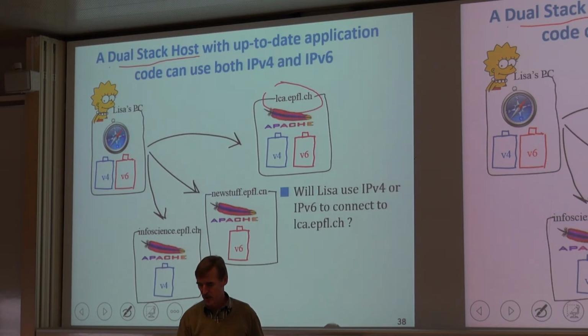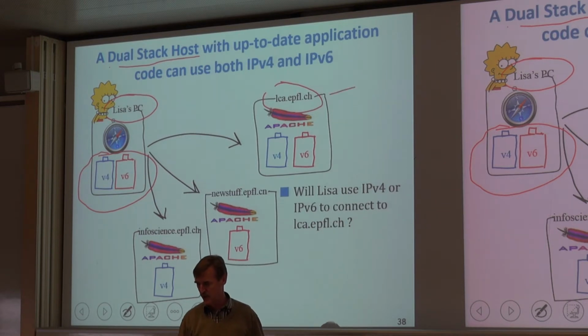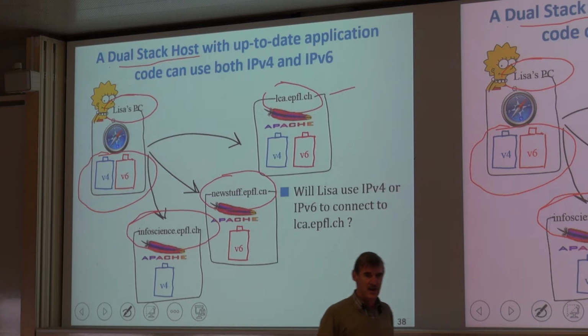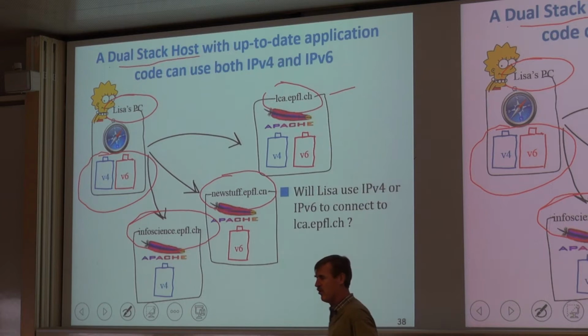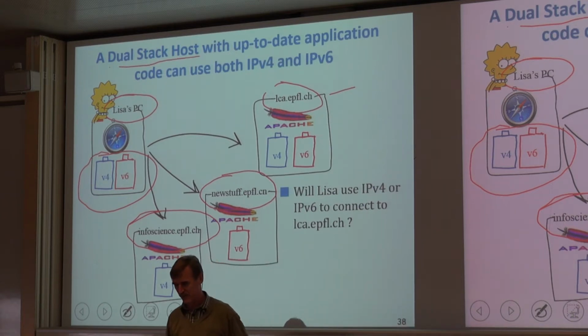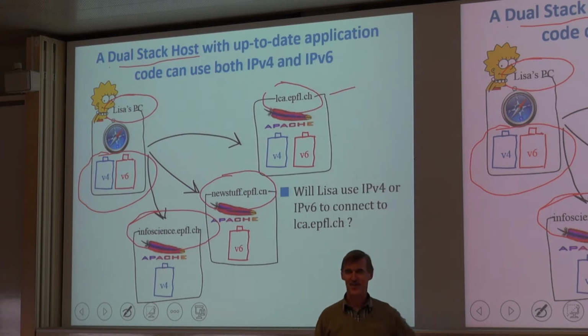Assume Lisa is on both IPv4 and IPv6, has both the network and the software to run both, and then sees something like lca.epfl.ch or newstuff.epfl.cn or infoscience.epfl.ch. Which of the two will Lisa use to go to those servers? IPv4 or IPv6? What do you think? There's no clicker for that because it's a too intellectual question. So I'll solicit answers. Who has an idea? Yes?